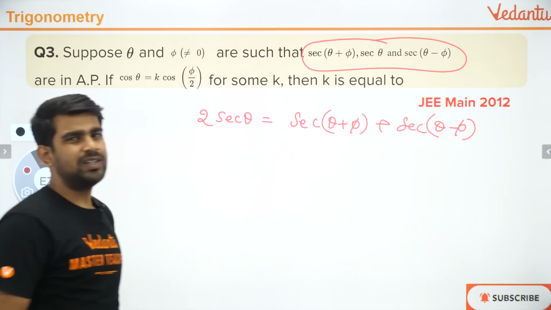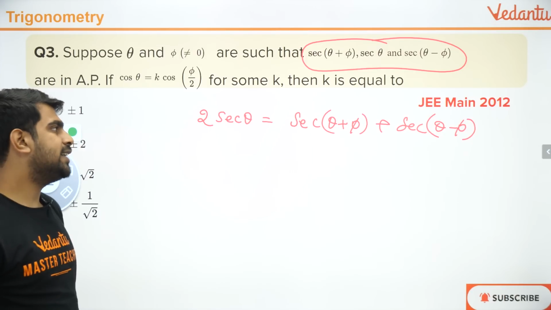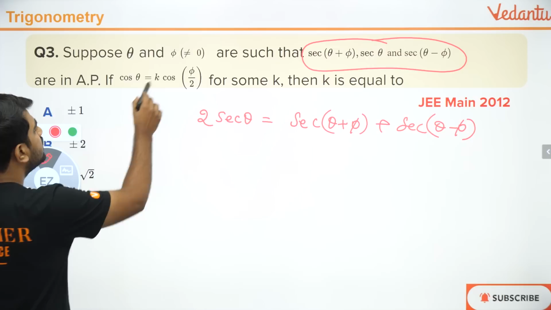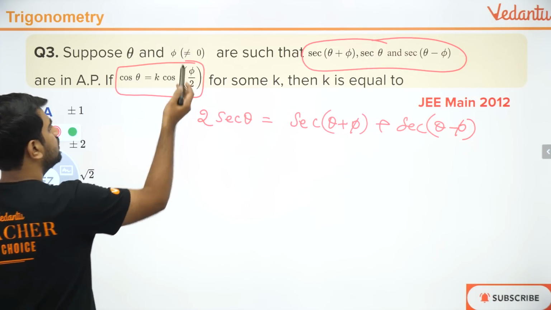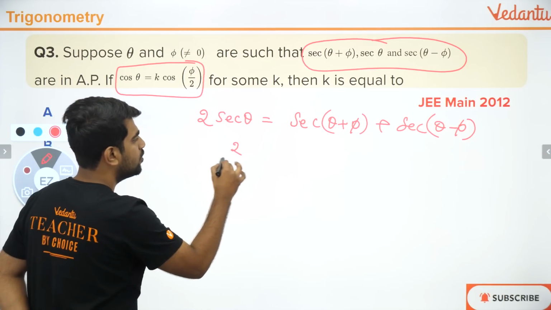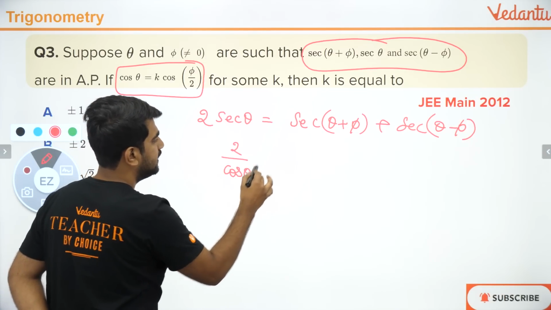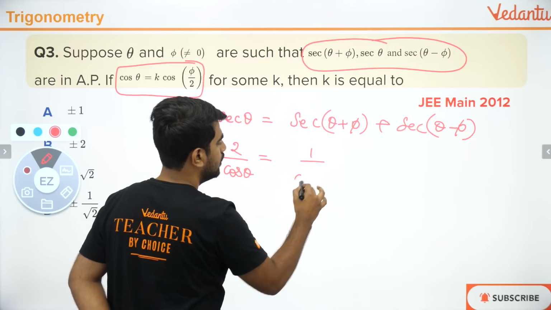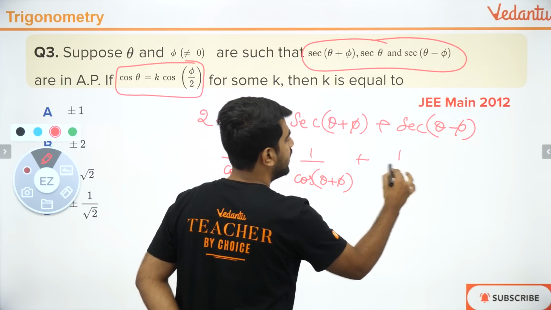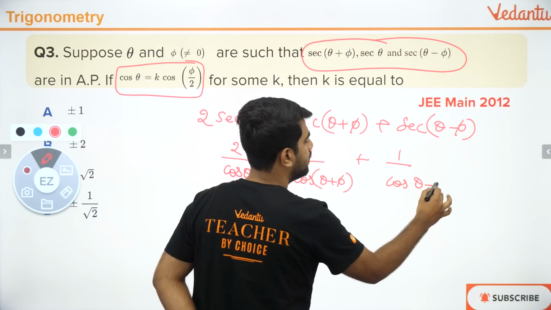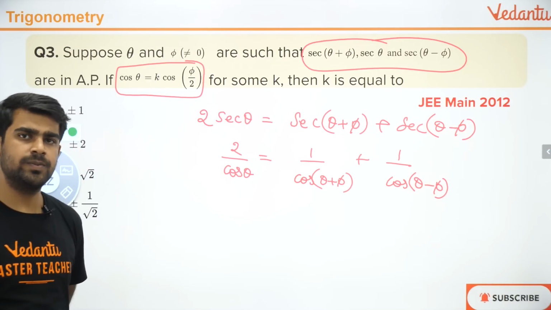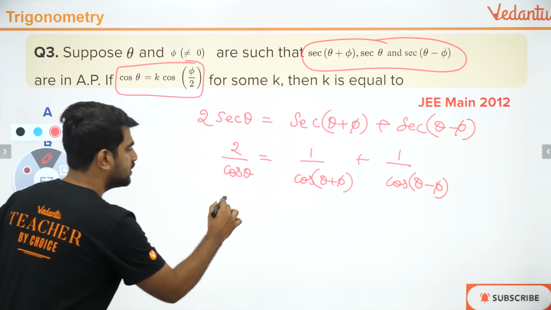Now, I don't like secant theta, guys. I like cos because I'm so used to working in cos, and this relation is also given in terms of cos. So why should I stick to secant? Let's get rid of it. So what do I have? 2 by cos theta is equal to 1 by cos of theta plus phi plus 1 by cos of theta minus phi. Don't you guys agree with me on that? Yes? All of you comfortable, guys? Brilliant. Now let's simplify it.